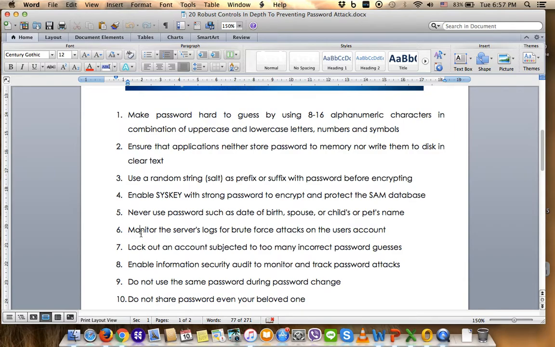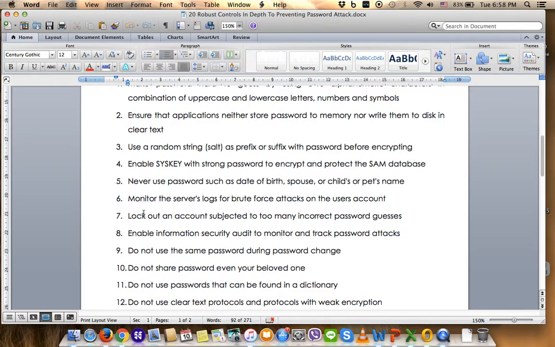So the control number six is monitor the server log for the brute force attack on the user account. This is a risk monitoring process that the IT security need to review the system log or security log on a regular basis. Can be daily, can be weekly, can be fortnightly, depending on the criticality, upon the system criticalities categorization.